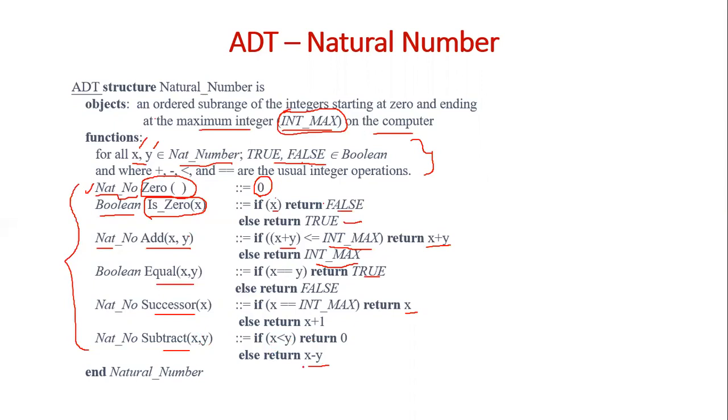If x is less than y, then it will become a negative number, and natural number stops at 0. So you cannot return a negative number. Suppose x is less than y, then it will return 0. So it checks whether x is less than y. If x is less than y, it returns 0. Otherwise, it returns x minus y. The return type is natural number. So this is the end of the natural number.